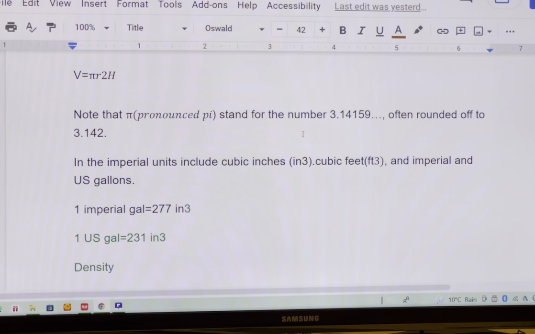We often round it off. If you write the examination, your millwright examination, the questions will give you the formula, and we often use 3.142. You can choose the A, B, C, D, which one is correct. Rounded off, remember. The imperial units include cubic inch, cubic feet, and the imperial and the US gallon.